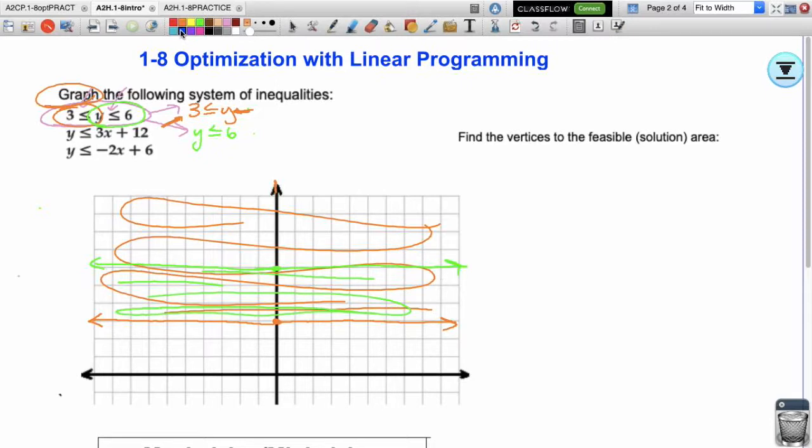I'm going to continue. I've got 4 inequalities I should be graphing here. Again, these both are going to be solid because they have the equal to. I'm going to start here with y is less than or equal to 3x plus 12. So 1, 2, 3, 4, 5, lost at 6, 7, 8, 9, 10. I'm just going to assume 11 and 12 above.